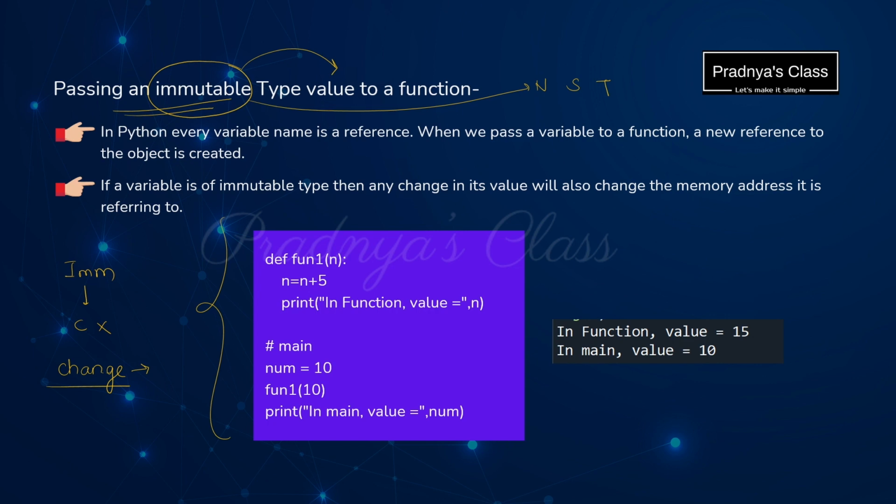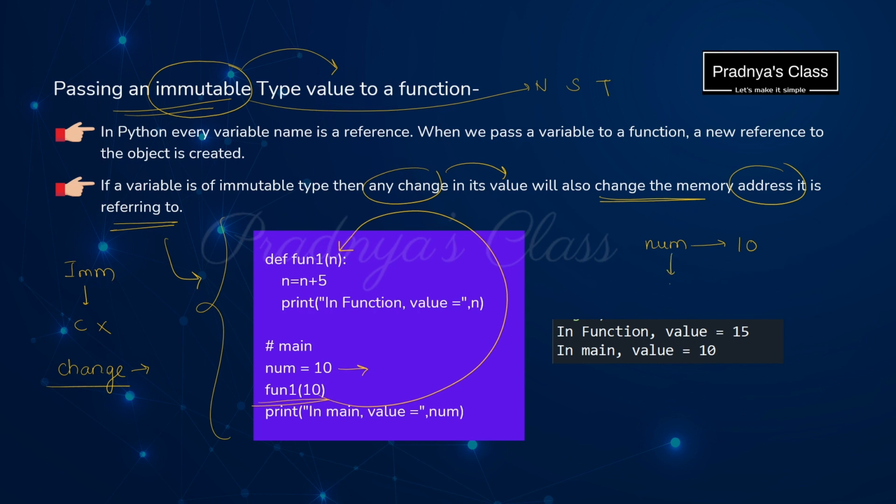What will happen when we pass an immutable data type to a function? Any change in its value will also change the memory address it is referring to. What does it mean? Let's try to understand with one example. Here is one integer type variable, num. Now we call the function and pass the value to n. num is a reference to the value 10 with some memory address. It is passed to the variable n.